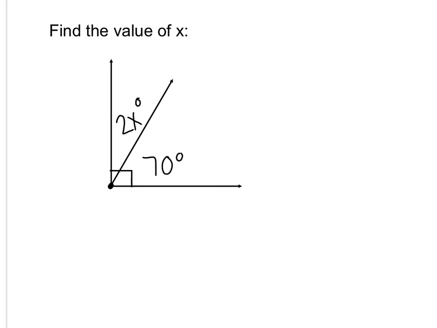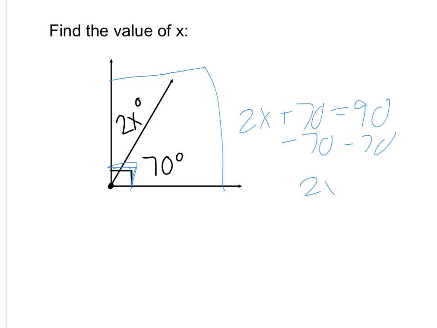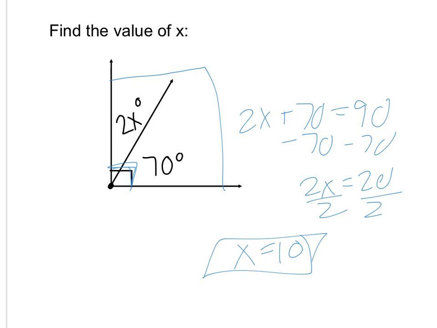Last part of your worksheet here is setting up equations and solving them. So we see the box and we know it's 90 degrees, so we set it up that way because these together equal 90, so we'll do 2x plus 70 equals 90. Then we continue to subtract 70, divide by 2, so x equals 10. Okay, if we plug it back in, that makes sense because this whole angle would be 20 degrees, and we know together they should be 90.